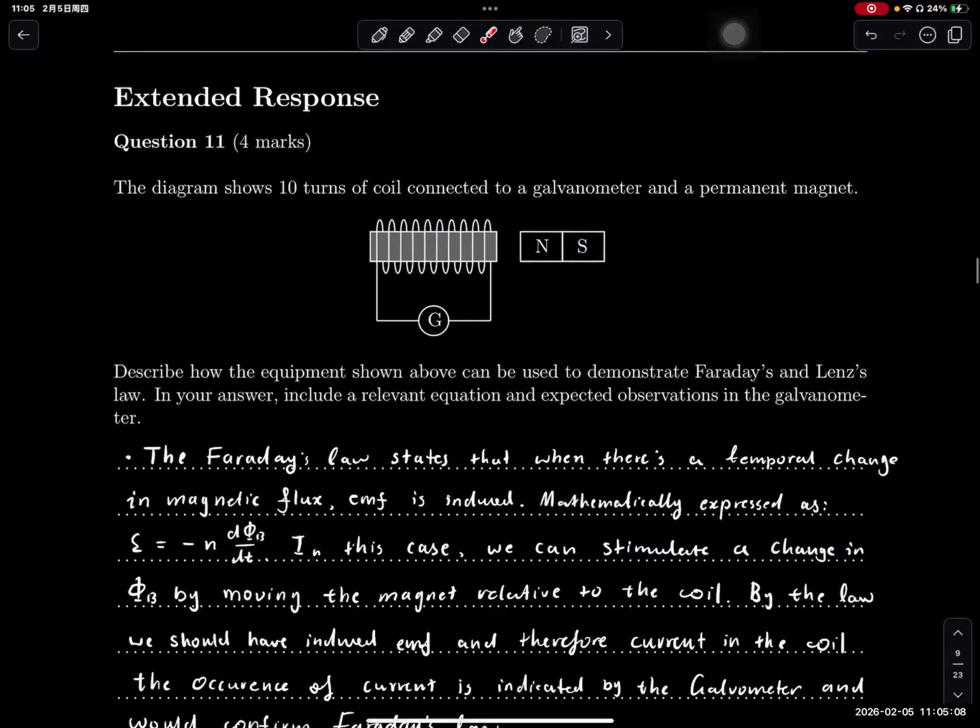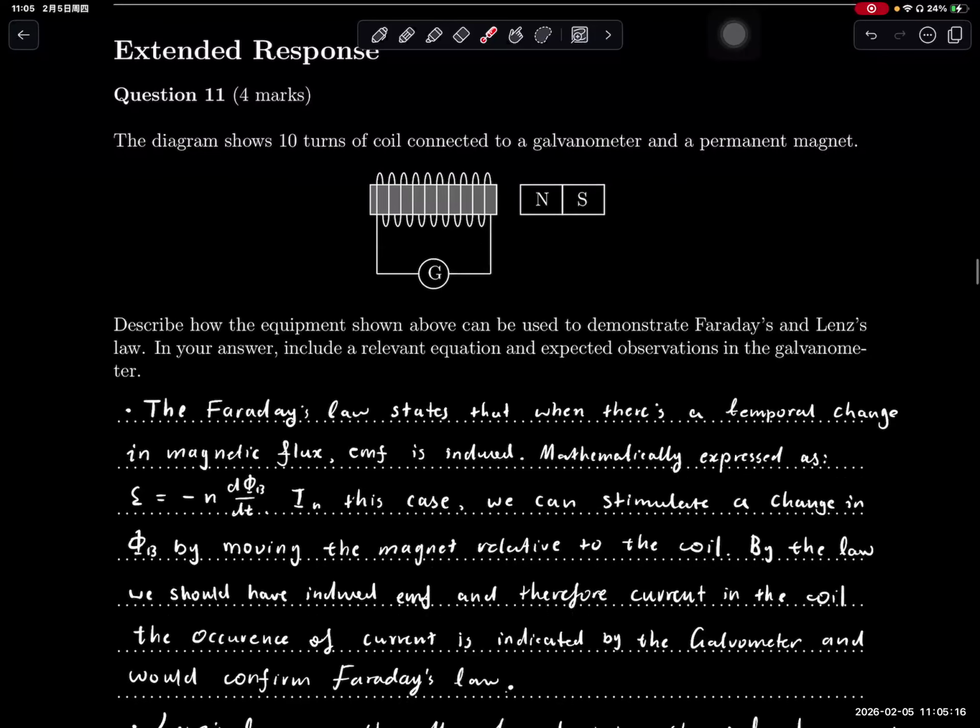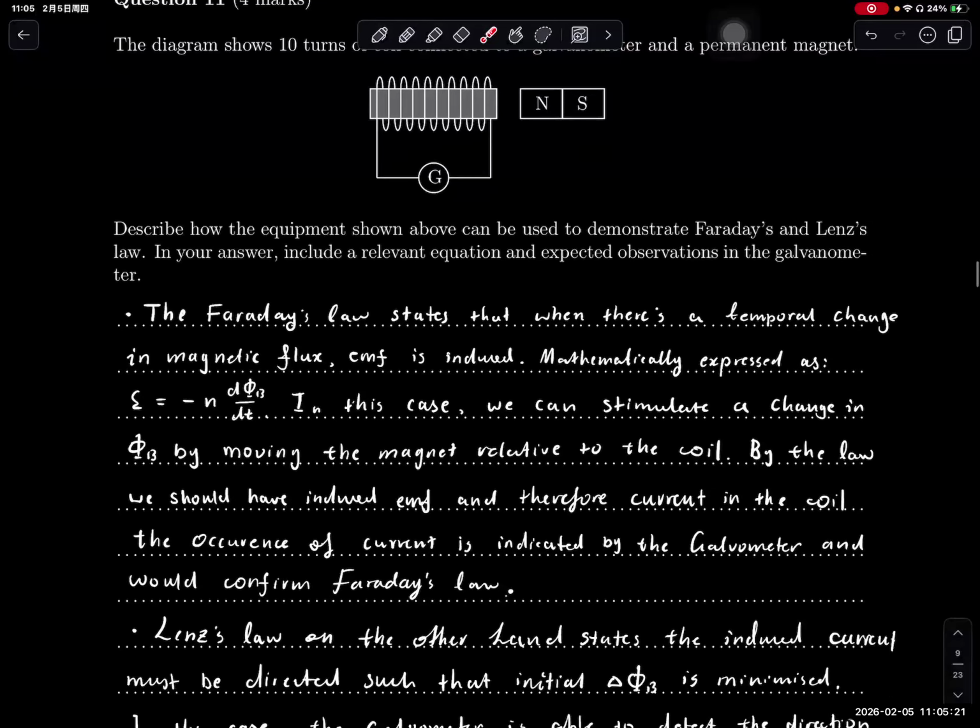Okay. Question 11. We've got a 10-turn coil connected to a galvanometer. Describe how the equipment shown above can be used to demonstrate Faraday's and Lenz's law. In your answer, include a relevant equation and expected observation in the galvanometer.